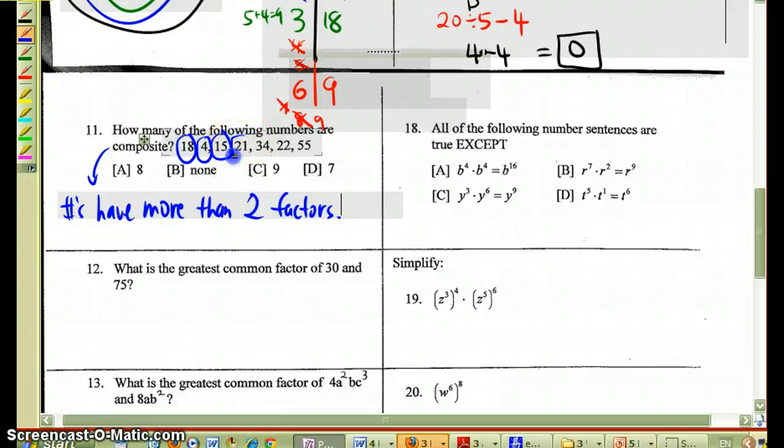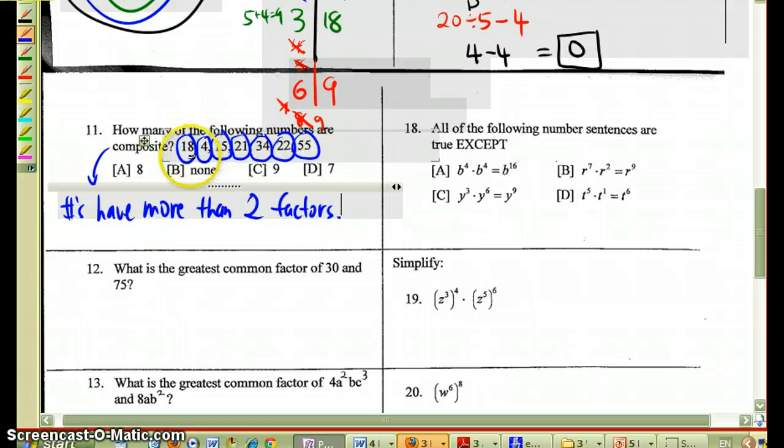21 has 3 and 7, which is composite. 34 also is composite. 22 is composite. 55 is composite. They're all composites, so how many are there? 1, 2, 3, 4, 5, 6, 7 of them. So my answer is D. 7 numbers here are composite.